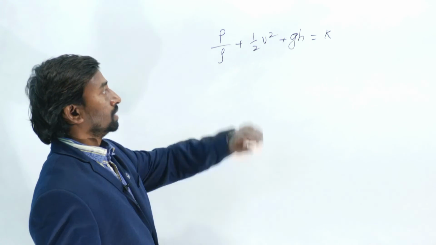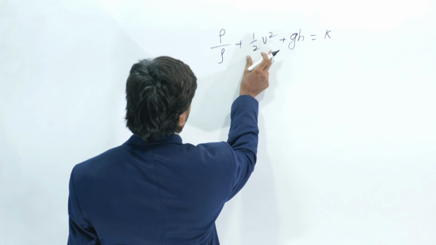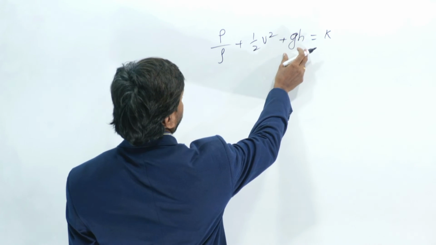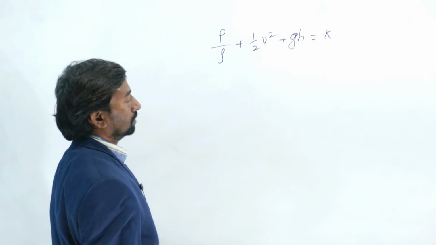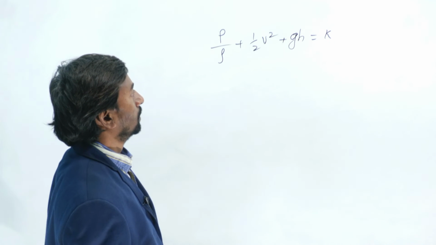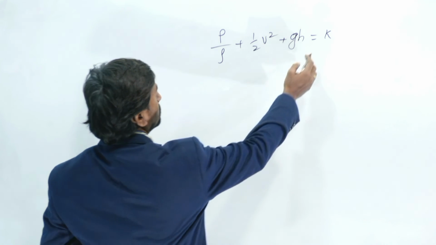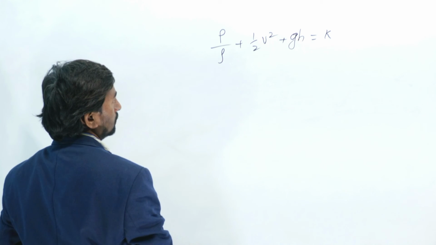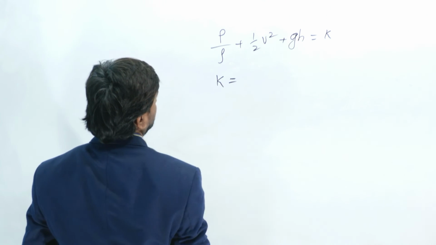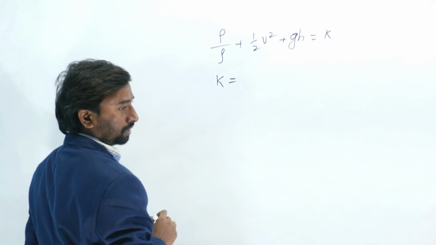Okay, so these are all energy only. So if this is the pressure energy, this is the kinetic energy, and this will be the potential energy per unit mass, which is constant. Then we can write here K is equal to... so this is a pressure energy per unit mass, no?